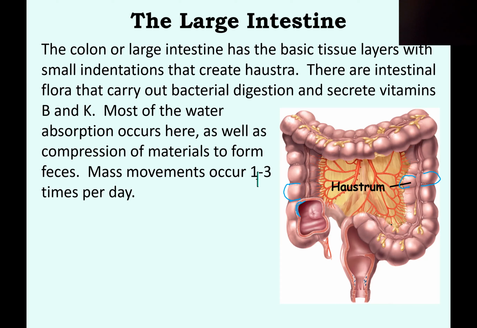We also see the compression of the material, and so it collects them, and then you have mass movements 3 or 4 times a day. So the compression is going to take place within the haustra to try and make it into smaller pieces, or try and solidify them. And then you have big movements where you have more material moved at a time. And so that corresponds with bowel movements.